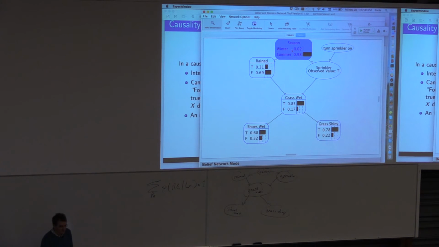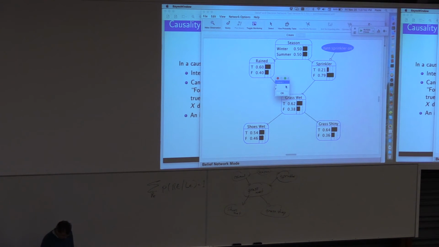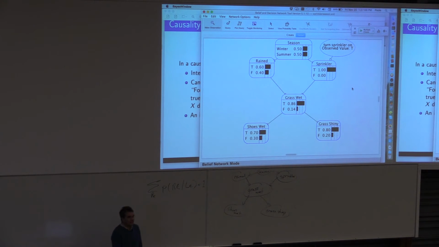Right, but now if I change the observation back, if I force it to be true, then we didn't change winter and we didn't change rain. So we force this to be true by the way that we understand how the Bayes net works. Forcing this doesn't affect season, and it doesn't affect rain. So we have a different mechanism that turns the sprinkler on, and it only affects the children.